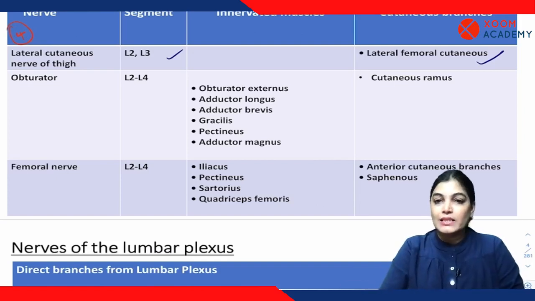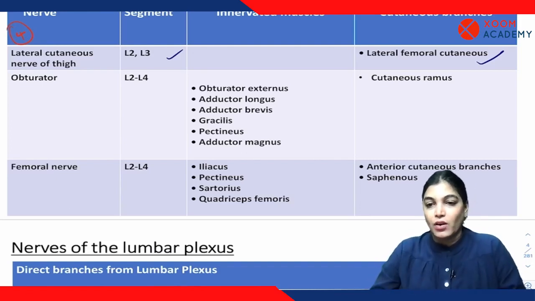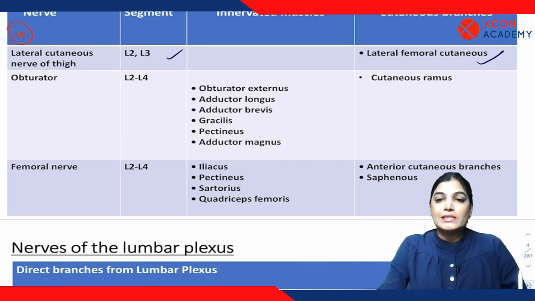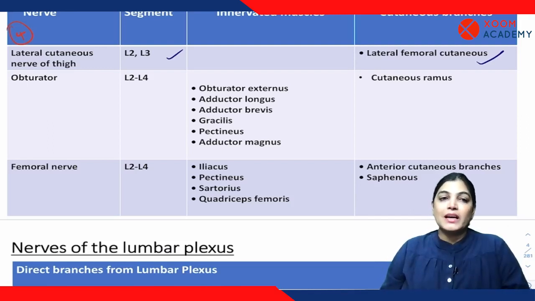At times, the lateral cutaneous nerve of thigh gets compressed by very tight clothing. If the person is wearing very tight clothing, or in cases of tumor in this area, the lateral cutaneous nerve can be compressed and the person can complain of a shooting pain or a tingling sensation in the lateral aspect of the thigh region, which is the area of distribution of the lateral cutaneous nerve. The condition is called meralgia paresthetica. So meralgia paresthetica is caused by compression of the lateral cutaneous nerve of thigh.